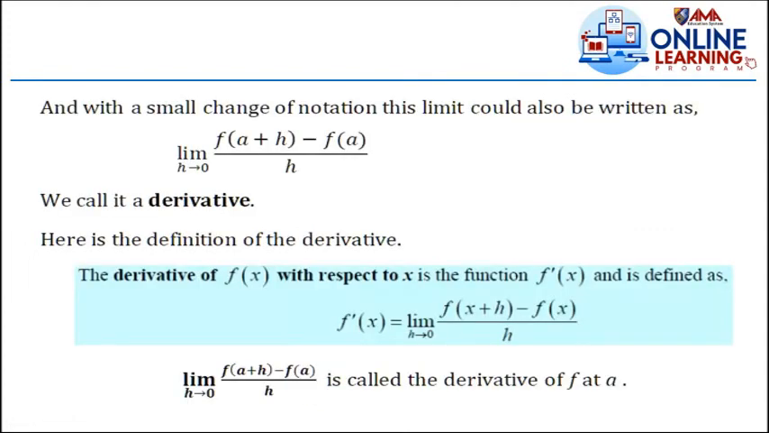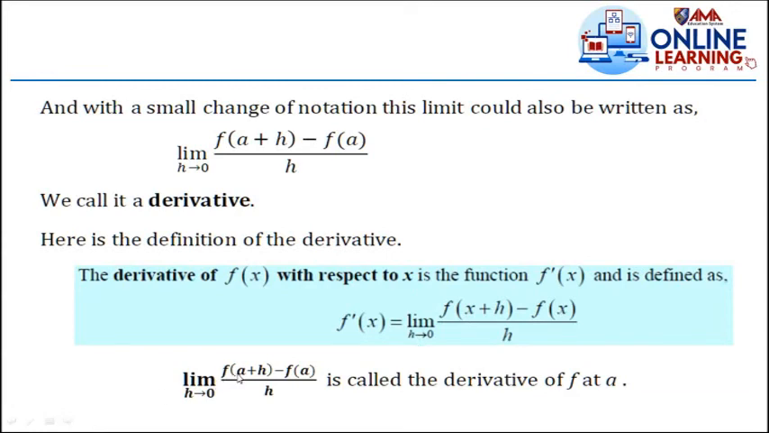And with a small change of notation, this limit could also be written as the limit of f of a plus h minus f of a divided by h as h approaches 0. So we call this one a derivative. So here's the definition of the derivative. The derivative of f of x with respect to x is the function f prime of x, and it's defined as f prime of x equal to the limit of f of x plus h minus f of x divided by h as h approaches 0.